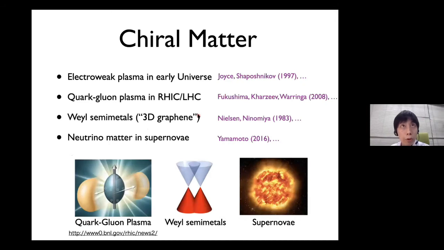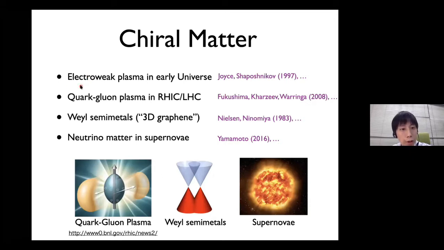Okay, before going on to explain the formulation of chiral kinetic theory, let me briefly mention the possible physical systems where this chiral magnetic effect or other chiral transport phenomena can be relevant. The first example is the electroweak plasma in the early universe. Before the electroweak phase transition, the abelian gauge field that can propagate at long distance is the hypermagnetic field associated with hypercharge. Unlike the conventional electromagnetic field, because the hypermagnetic field couples differently to right- and left-handed electrons, this is literally a chiral plasma.